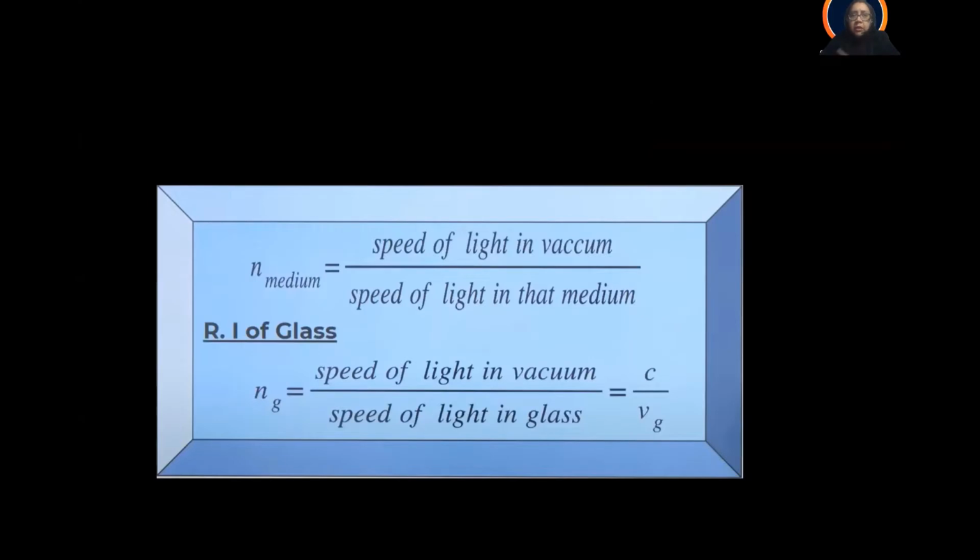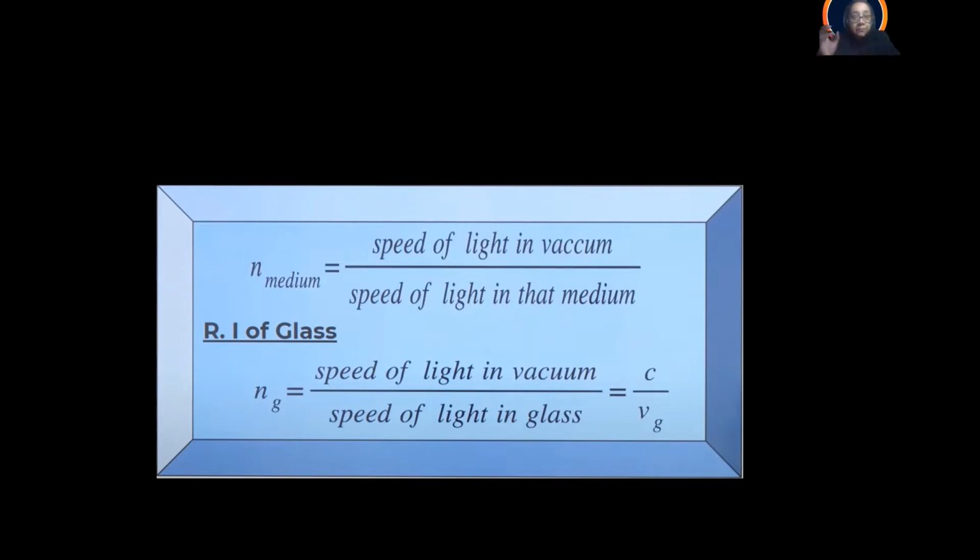So here, to go into more detail, the refractive index of glass, for example, or of any medium, will be the speed of light in vacuum divided by the speed of light in that medium. Okay. So this is the property of every medium or property of every material.